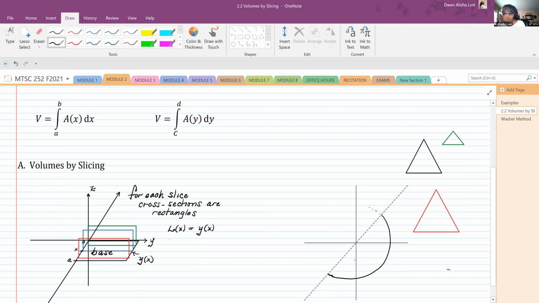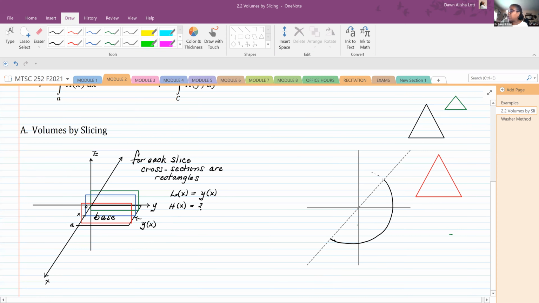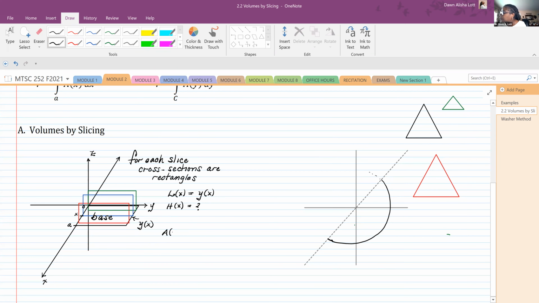And then somebody needs to tell me what the height is. Once I know the height, then I know the area of each one of those rectangles. It's going to be the length times the height. And then my volume will simply be the integral from 0 to A. I should have called this B. Let me call that B. From 0 to B of whatever I find my area to be, dx. Okay, so that happens to be for that particular problem.